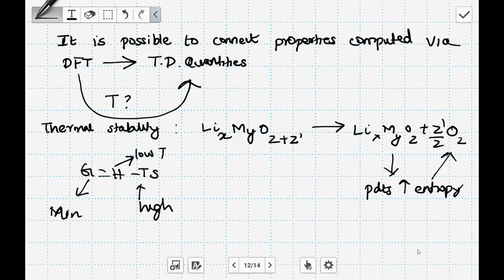Oxygen has high electron affinity. That is, the addition of electrons to oxygen is exothermic. But beyond a particular stage, oxygen is not satisfied getting electrons from the cations, so it just prefers to decompose.